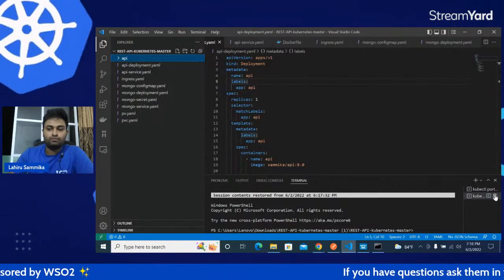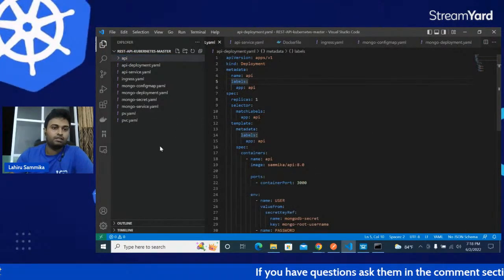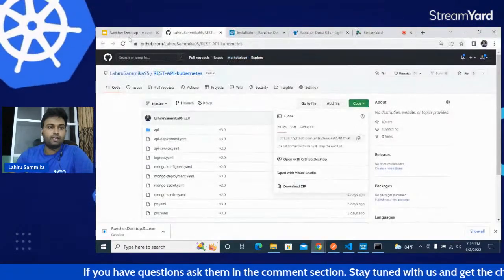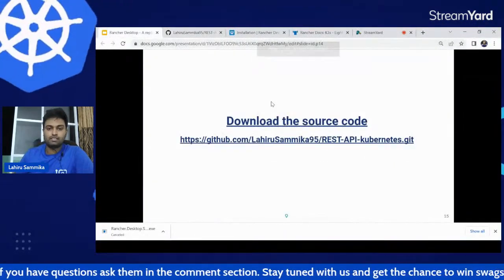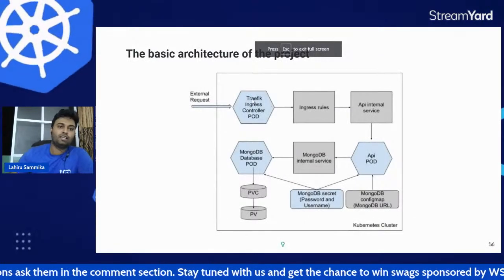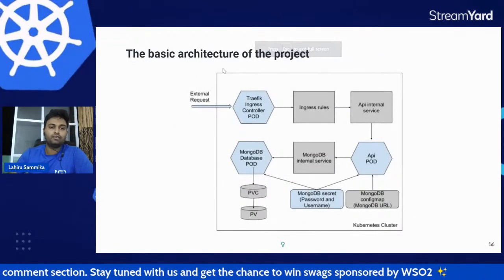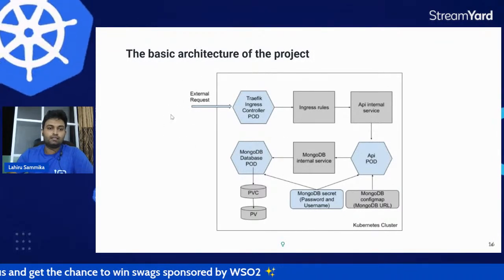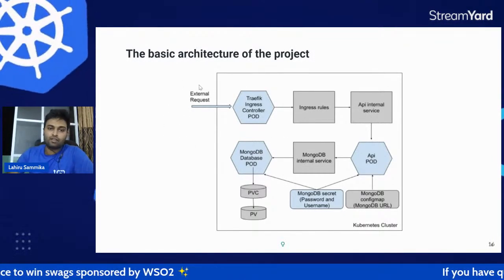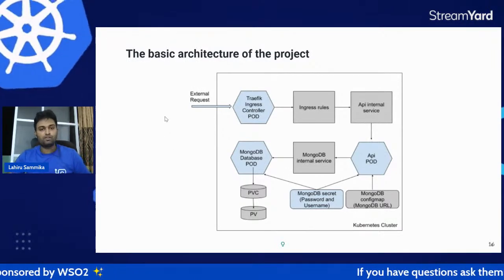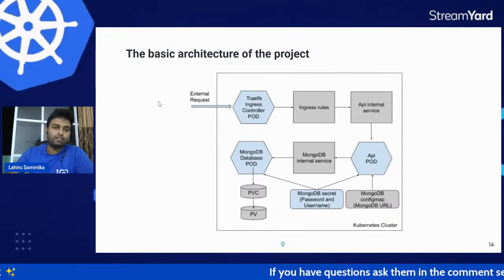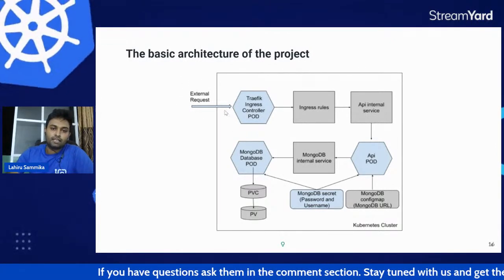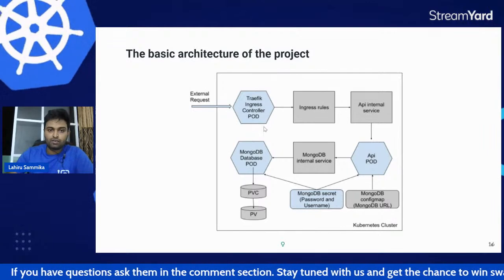So this is the application. Before that, let's identify the basic architecture of this project, right? So the request, right? External request coming from Postman or anything, right? I'm using Postman here. So the incoming external requests are accepted by the traffic ingress controller.